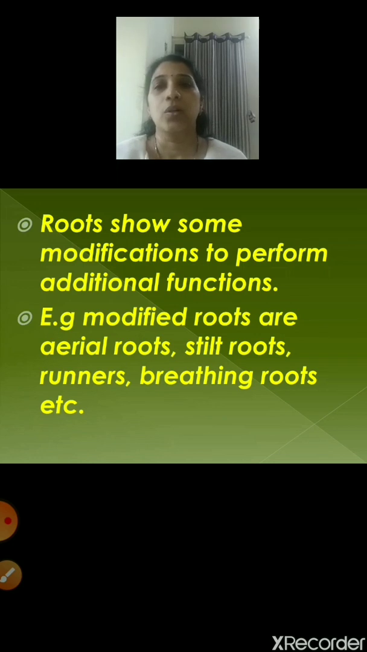Now roots show some modifications to perform additional functions. So the examples of such modified roots are aerial roots, stilt roots, runners, breathing roots, etc. Now stilt root provides mechanical support. Now runners, you can take the examples of strawberry, ginger, mint, they are called runners. And breathing roots, roots that grow upwards, are called the breathing roots. Now example I can give you is mangrove.